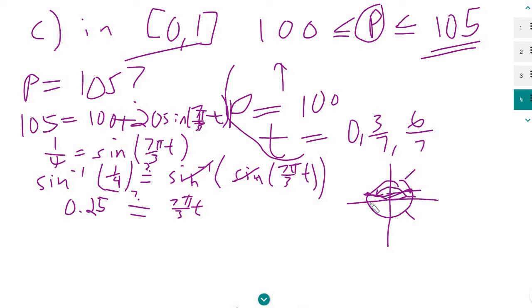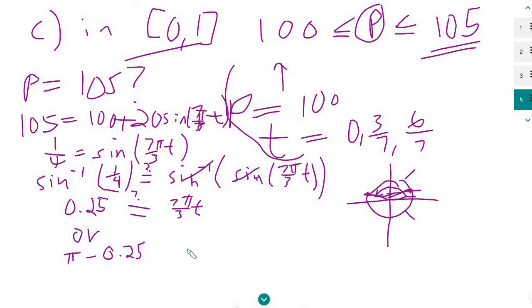Okay, and the way that we would reason what that is, all right, so we can put an or over here. Think about going all the way to pi radians and then going back by the same amount which we went forward for the first solution. So that would be pi radians minus, because that's going back, 0.25.